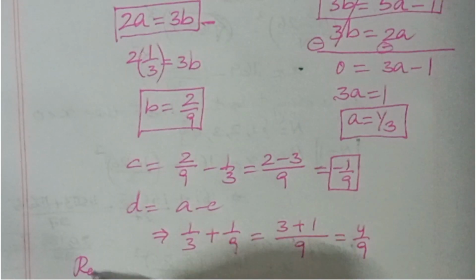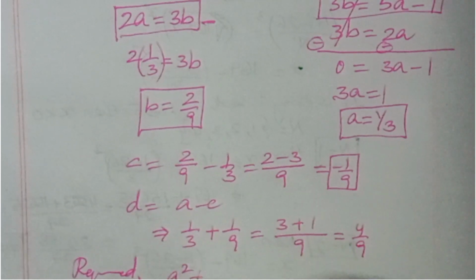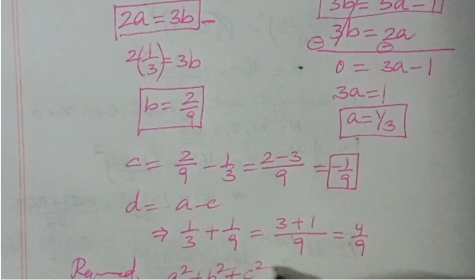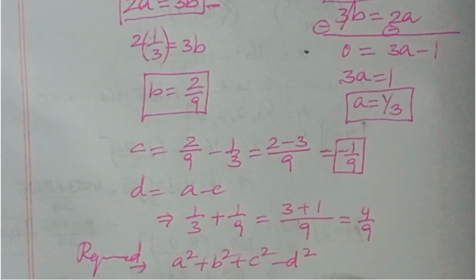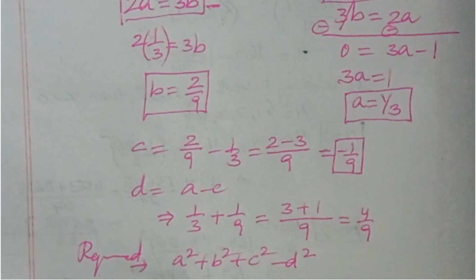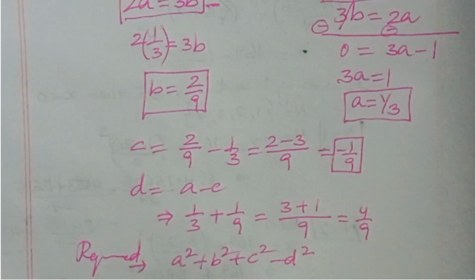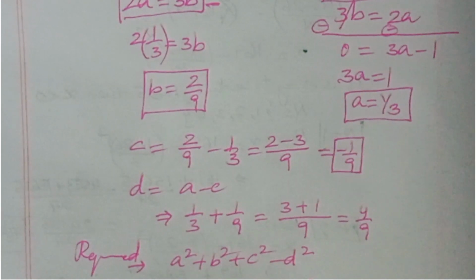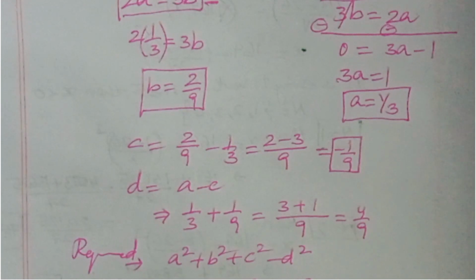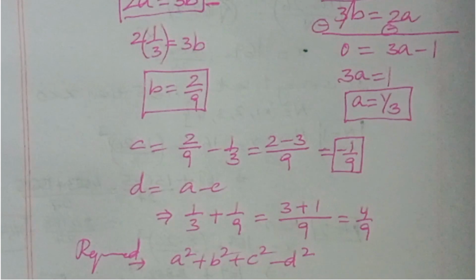So what is required? Required is a square plus b square plus c square minus d square. So what is a square value? 1 by 3 whole square. b square value, 2 by 9 whole square. c square value, minus 1 by 9 whole square, minus d square value, 4 by 9 whole square.